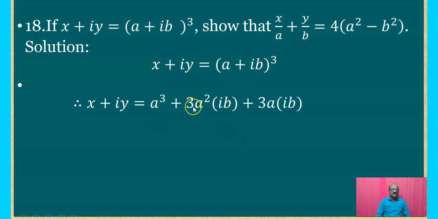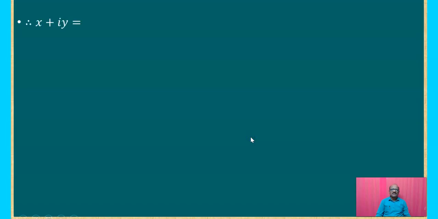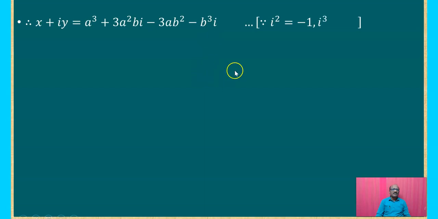A cube plus 3 a square into i b plus 3 a into (i b) square plus (i b) cube. So x plus i y is equal to a cube plus 3 a square b i plus 3 a b square i square plus b cube i cube. Substitute the value of i square and i cube. i square is minus 1, i cube is minus i. See this here: x plus i y is equal to a cube plus 3 a square b i minus 3 a b square minus b cube i.